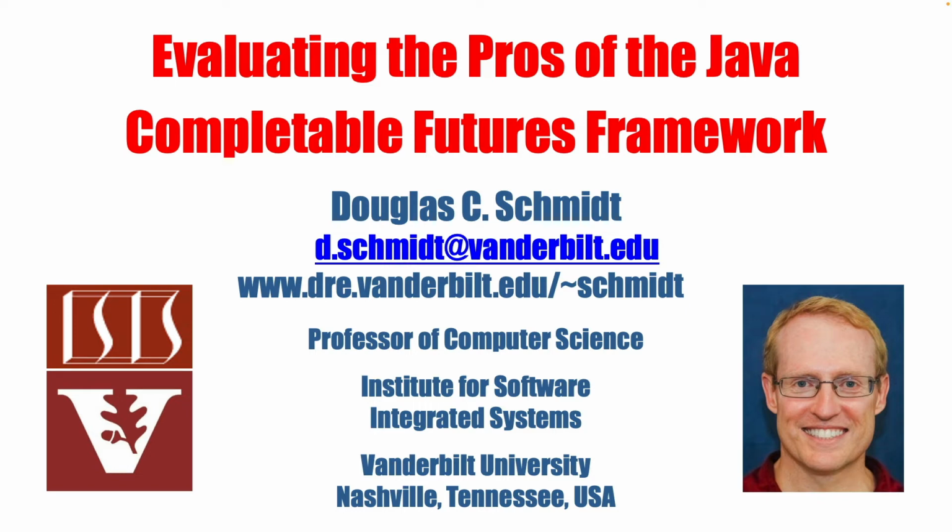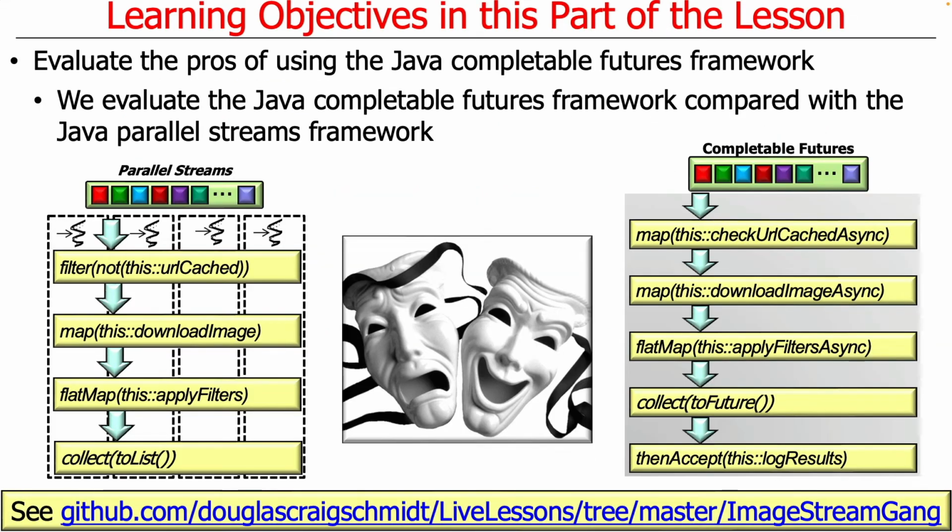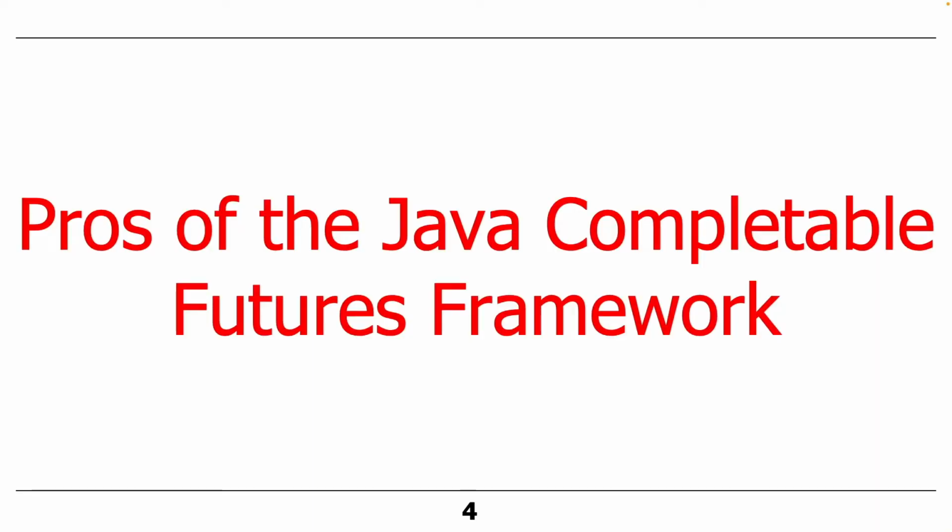So we're almost done with our coverage of the Java Completable Futures framework. Let's start by discussing the benefits, or the pros, of using completable futures. We're going to compare and contrast completable futures with the Java parallel streams framework, and we'll use the image stream gang case study to illustrate these points. Of course, we could do the same thing with other examples, such as the one that we've looked at most recently.